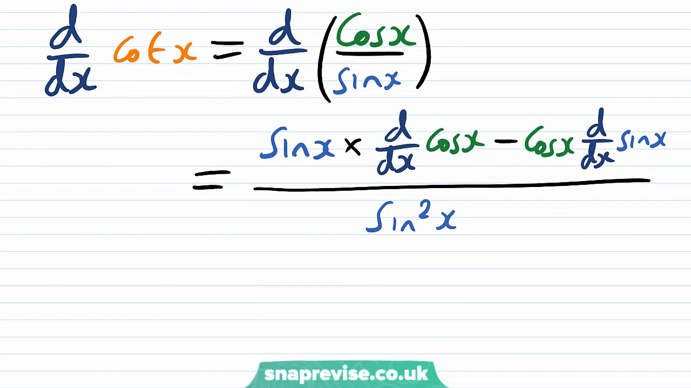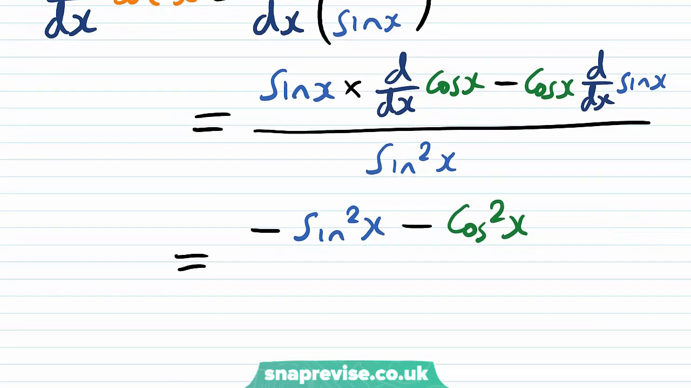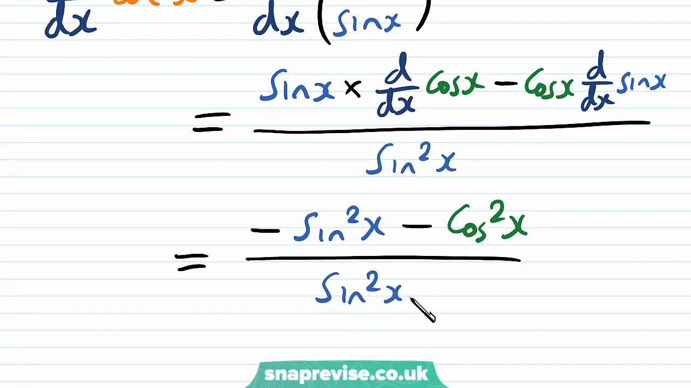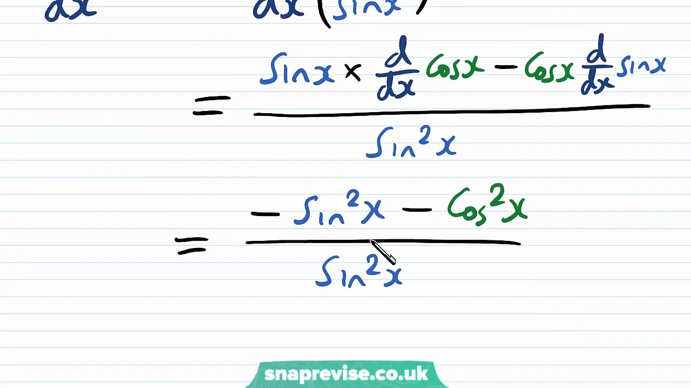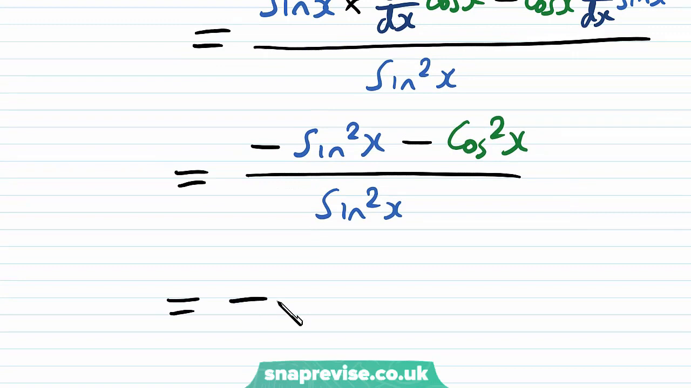By replacing the derivatives, we have cosine of x goes to minus sine of x, and so we get a minus sine squared of x. And then we have minus cosine of x multiplied by another cosine of x from the derivative of sine of x, and so we get a minus cosine squared of x. And all of this is still divided by the sine squared of x. And then notice that this numerator is just minus sine squared of x plus cosine squared of x, which is 1. And so we get minus 1 divided by the sine squared of x.